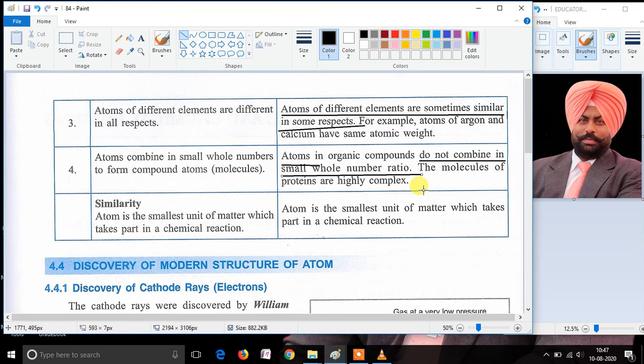So these were the differences between Dalton atomic theory and modern atomic theory. The similarity between both theories is that the atom is the smallest unit of matter, and this smallest unit of matter takes part in a chemical reaction. So that's all in this video.